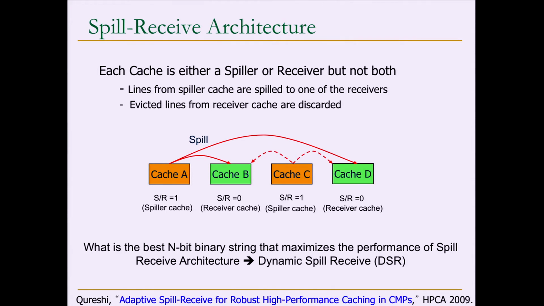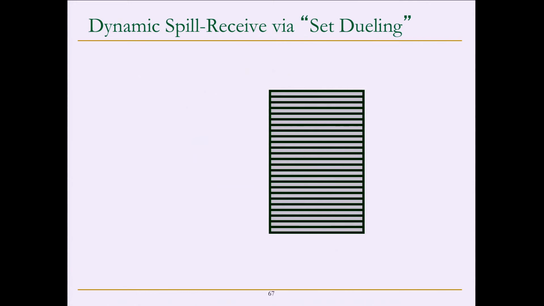OK. So one question is, what is the best n-bit binary string over here that decides who's a spiller and who's a receiver? If you think about it, this is really a binary string where each cache is allocated 1 bit, where the bit indicates whether the cache is a spiller or a receiver. So this work basically uses set dueling or set sampling, let's say. You divide the cache into 3 sets: spiller sets, receiver sets, and follower sets. And follower sets are the winner of the spiller and receiver.